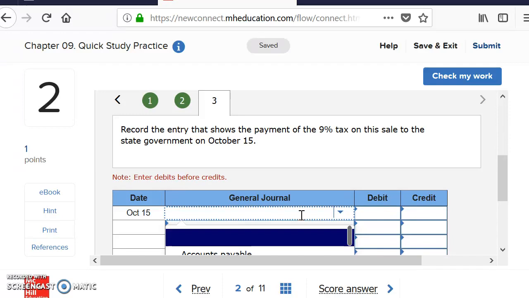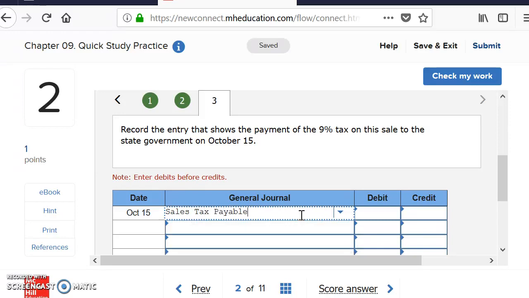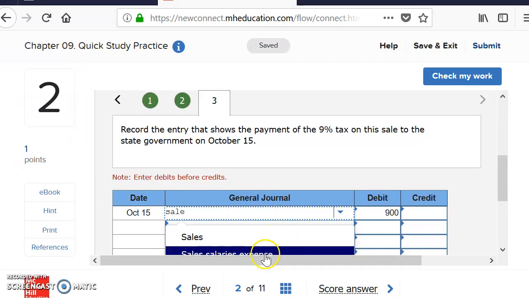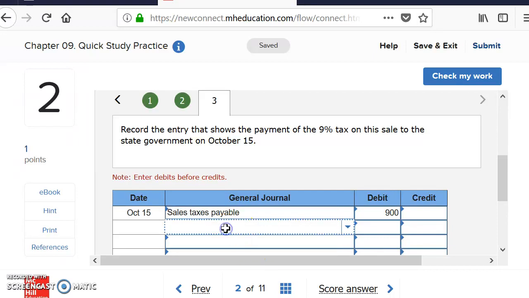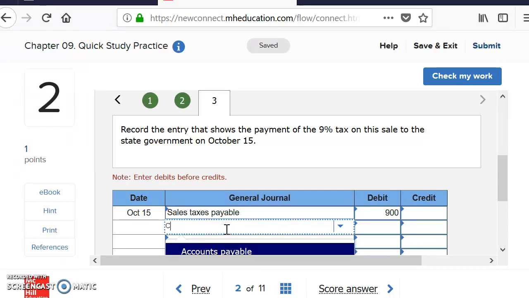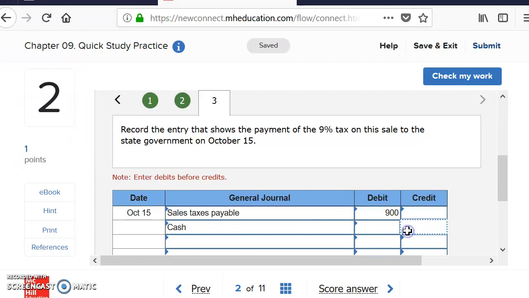Let's go ahead and debit the sales tax payable. This is our current liability account. We're debiting it to show a decrease in it. We can remove the balance. I'm not sure where my account went. It's not wanting to work with me today. And then, because we're paying this money, we're going to credit cash for the 900, and we are done.